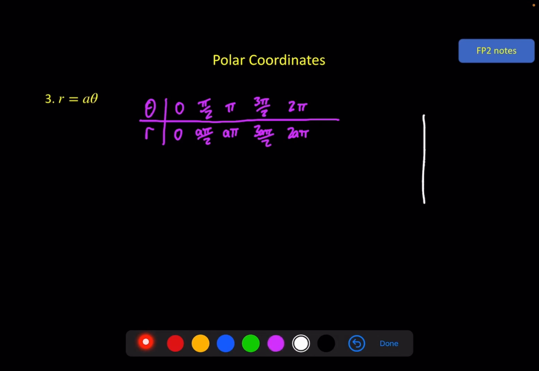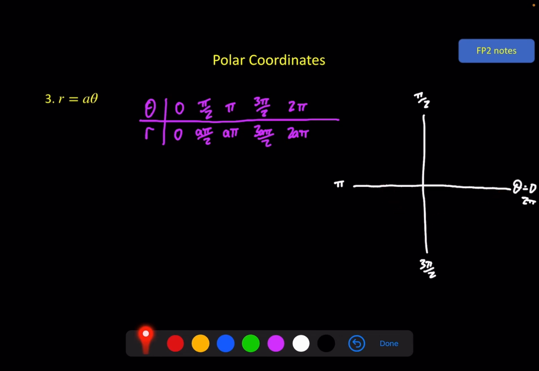Sketching this, with theta equals 0 over here, pi by 2 here, pi here, 3 pi by 2 here, and of course 2 pi over here, and then if you were to continue this, getting bigger and bigger, you would just go round and round again and again.